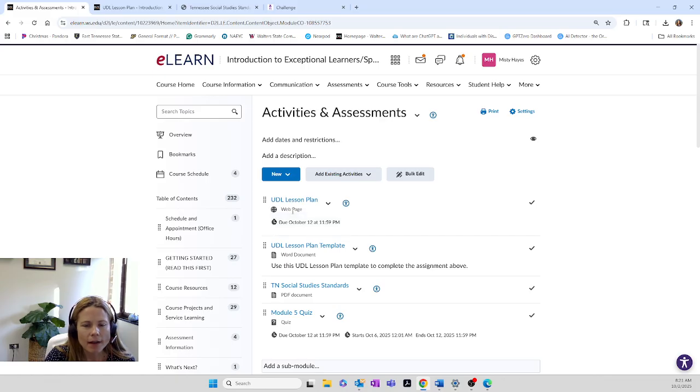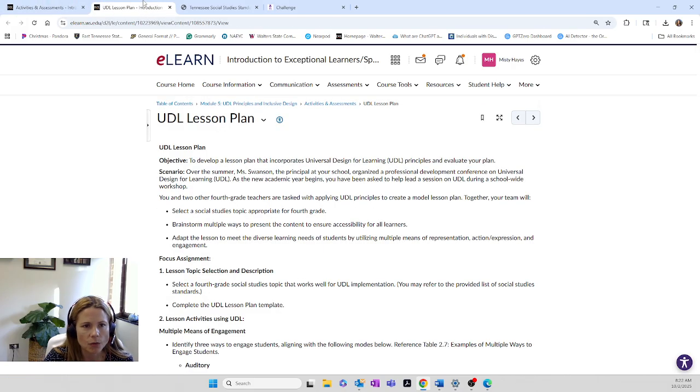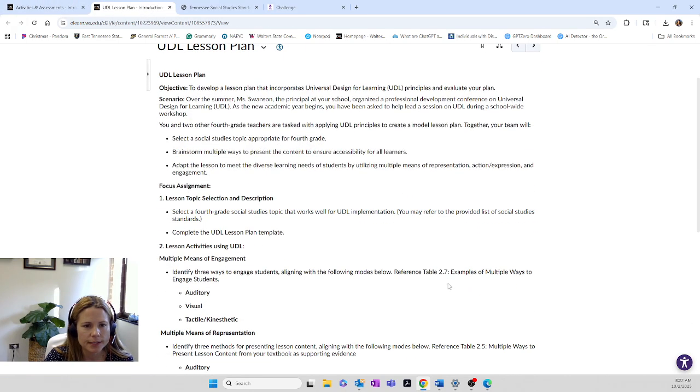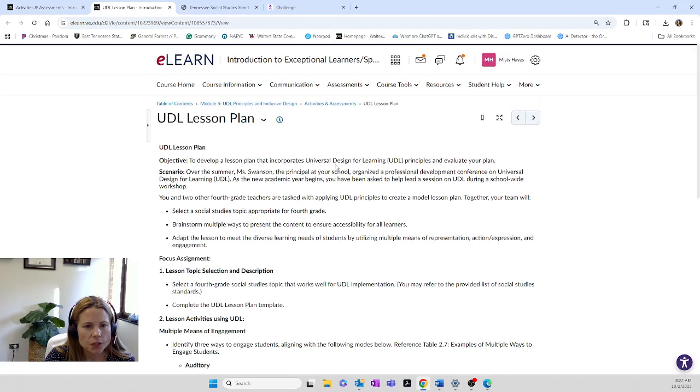The assignment that you have to turn into Dropbox is going to be the UDL lesson plan. So I'm going to take the time to go over it. When you click on it, this is what you're going to see. You're going to develop a lesson plan that incorporates those universal design for learning principles, right? That we talked about. And then you're going to evaluate your plan through reflection questions.